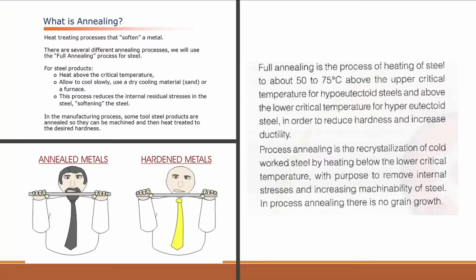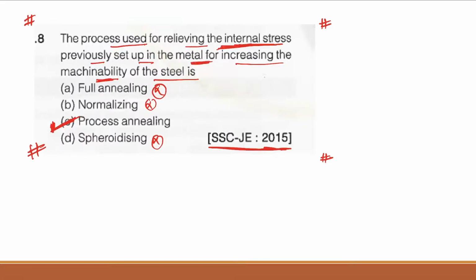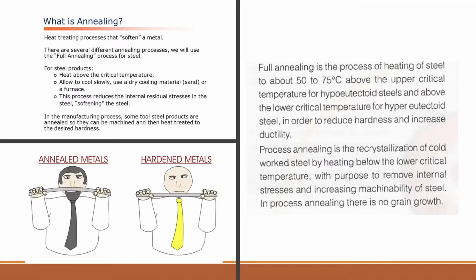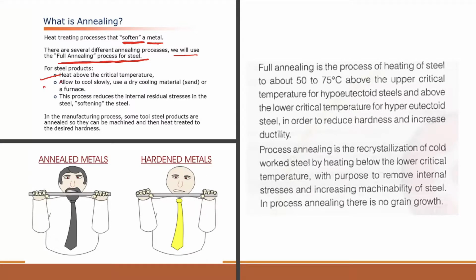So now here we can see the explanation. First we'll see what annealing is. Annealing is a process that softens a metal. There are several different annealing processes. We will use the full annealing process for steel, right? For steel products, heat above the critical temperature, allow to cool slowly, using a dry cooling material or a furnace. Now this process reduces internal residual stresses in steel, softening it, right?